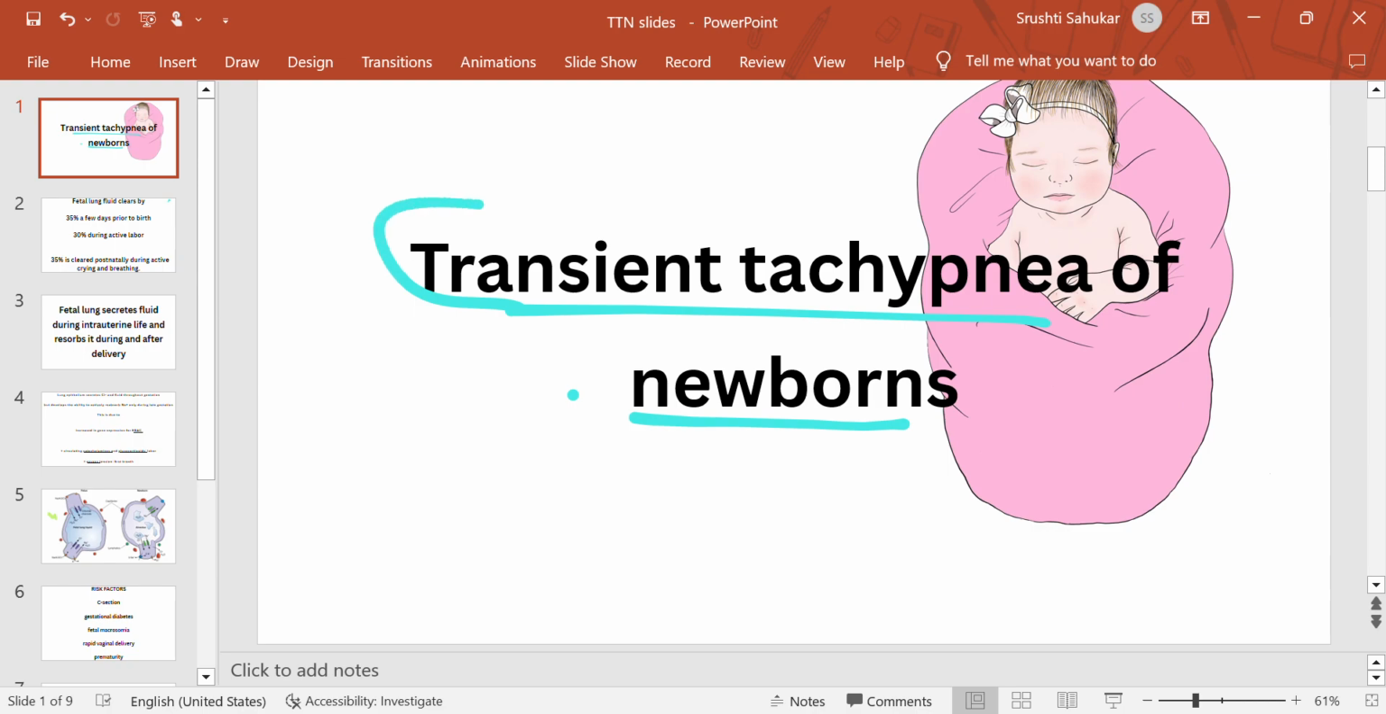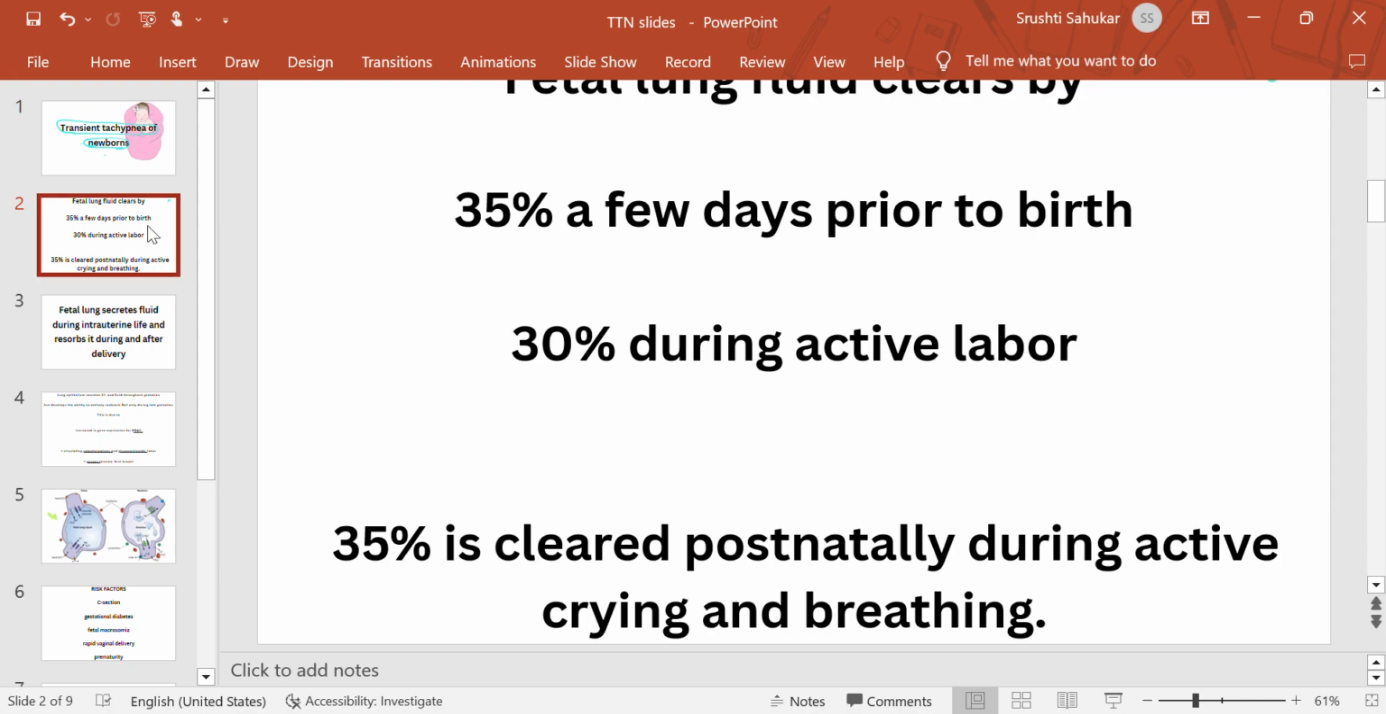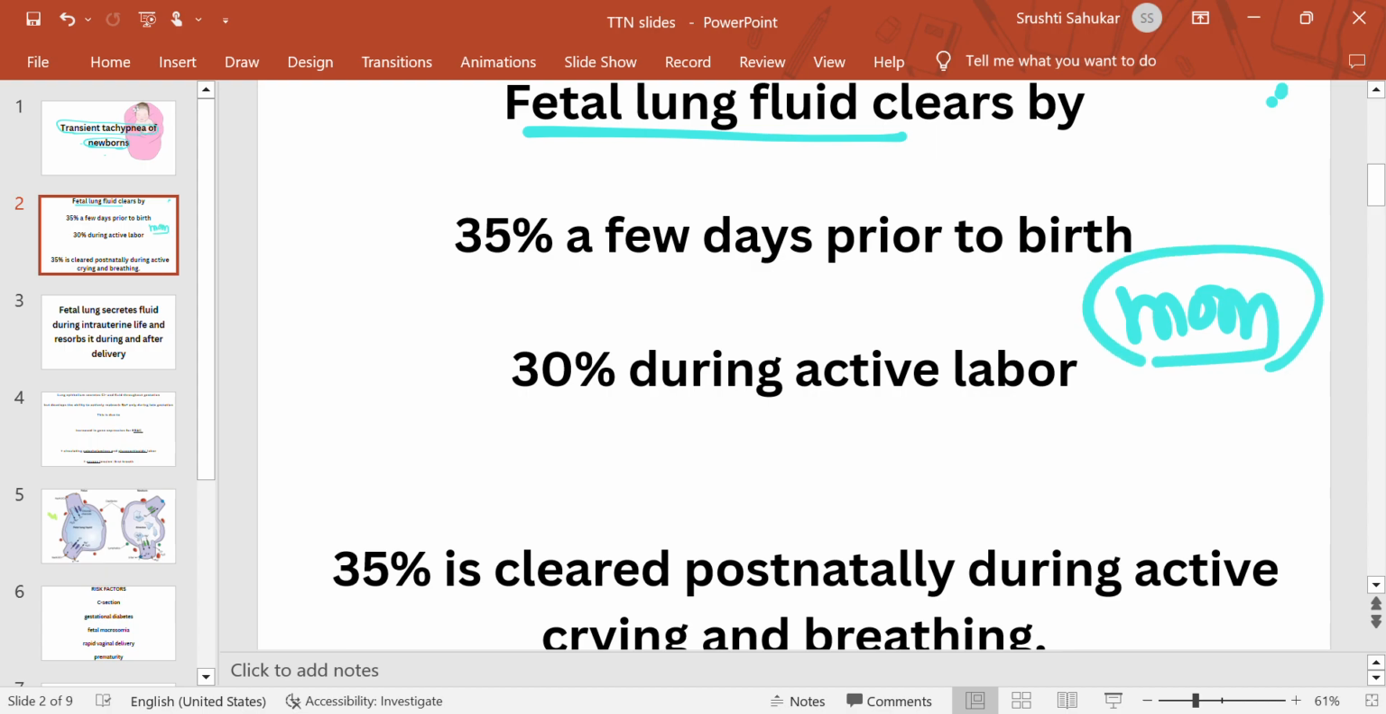Today, we are going to be talking about transient tachypnea of newborn. The first thing to understand about transient tachypnea is the physiology of how the fetal lung gets cleared of fluid, because everybody already knows that the oxygenation of the fetal blood happens from the mom. It's not so much the baby doing anything, and actually intranatally the lungs are filled with fluid.